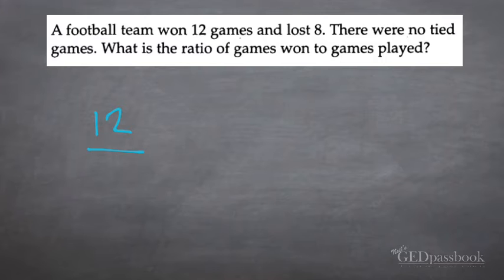What we want to do is do an extra operation. We want to add our games won and our games lost to get the total games, the total amount of games played. Right? So we add it and we end up getting 20. 20 is my games played. And just like that, you found your ratio, 12 over 20.